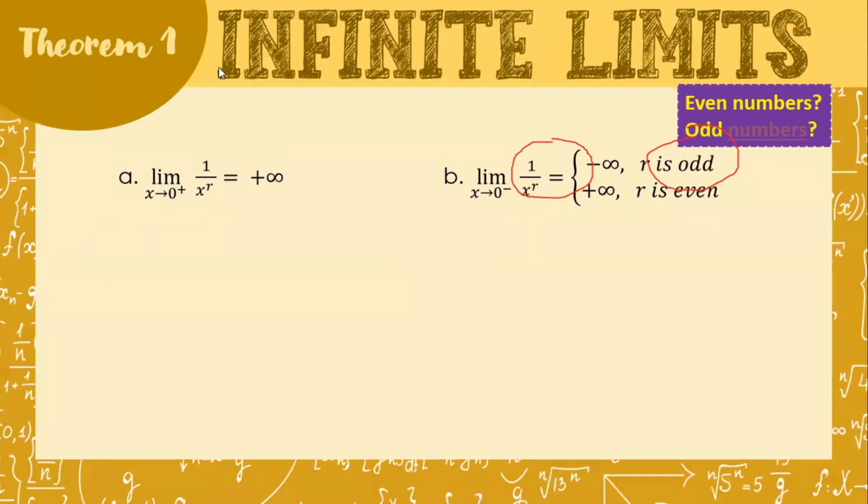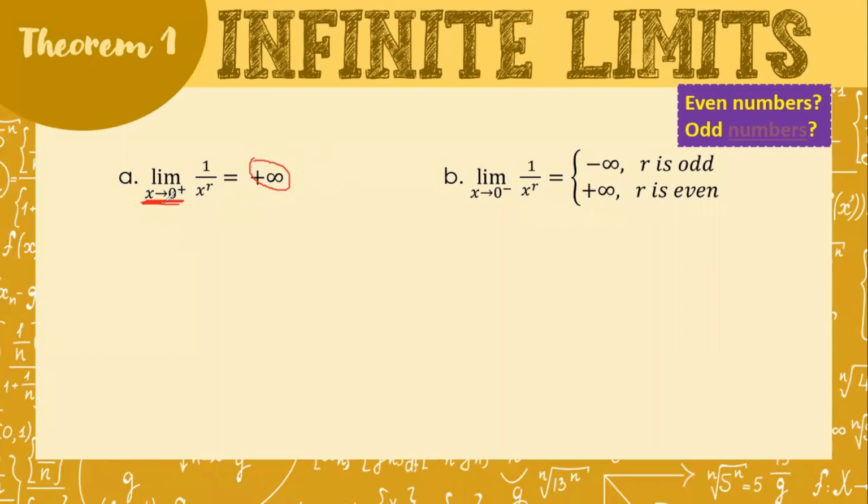As you can notice, we have here two possible answers, positive infinity and negative infinity. Now for letter A, we have the first theorem: the limit of the function 1 over x raised to r as x approaches 0 plus, or to the right, the result is positive infinity. It's just a hint actually. If the approach is to the right, then the result of our limit is positive infinity.